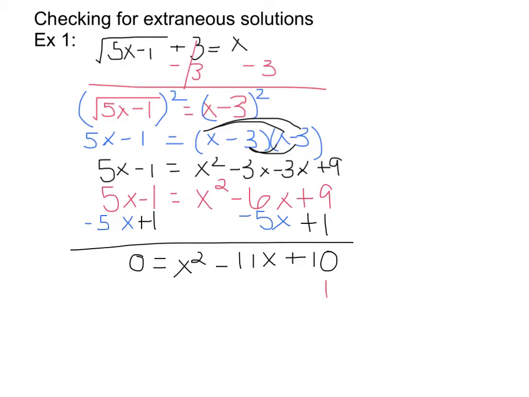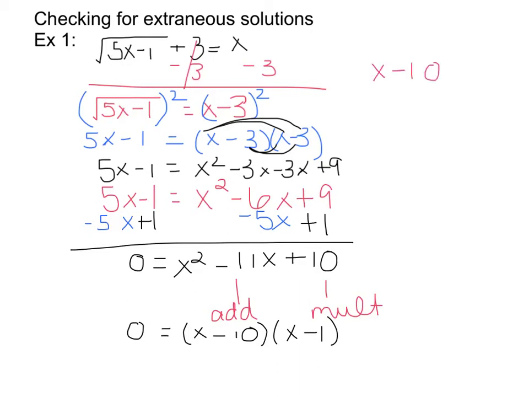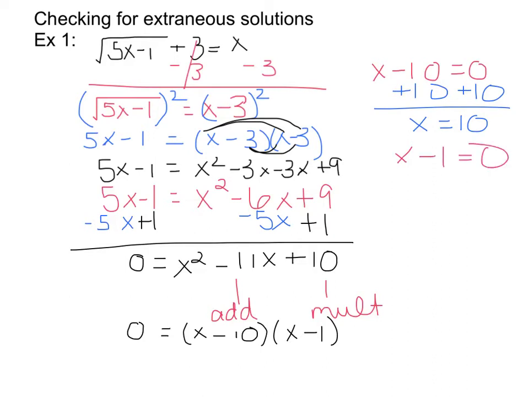We are looking for numbers that multiply to 10 and add to negative 11. Two numbers that multiply to 10 and add to negative 11 are minus 10 and minus 1. Let's use our zero product property, setting them both equal to 0, so x minus 10 equals 0. Add the 10 to the other side, and you get x equals 10. Same thing for the other one. Set x minus 1 equal to 0. Add 1 to the other side, and you get x equals 1.